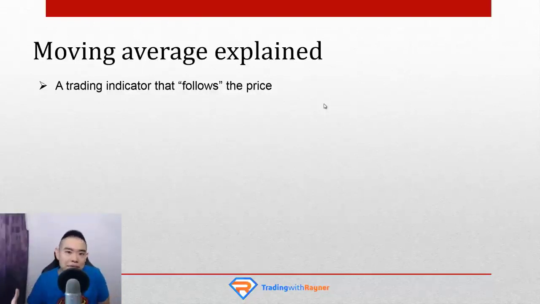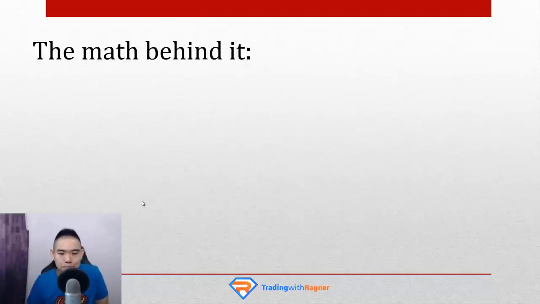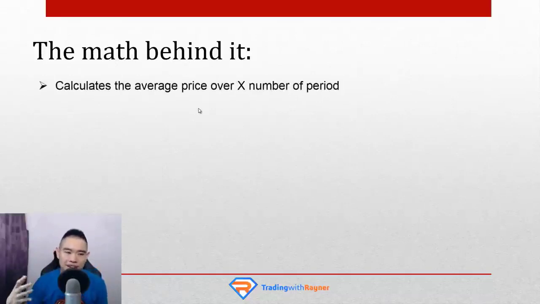And why is that? That's because of the math behind it. So let me explain. It's nothing too complicated. It's going to be pretty simple, I promise you. The math behind moving average, or rather the idea behind it, is that moving average calculates the average price over X number of periods. So let's say you're looking at a daily time frame and you have a 5-period moving average. What this does is that it calculates the average price over the last 5 days, since it's a 5-period moving average.